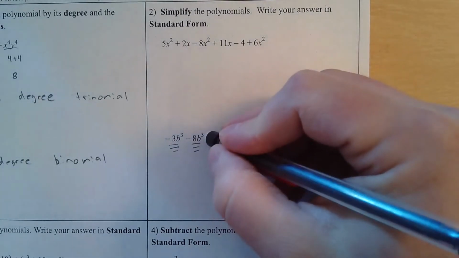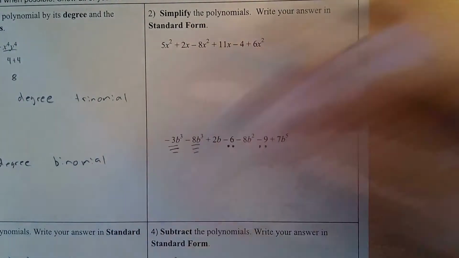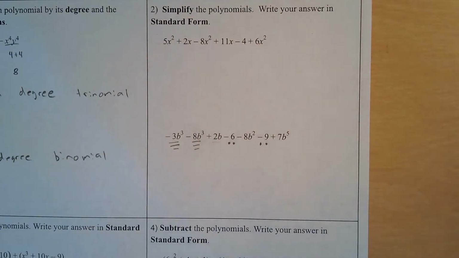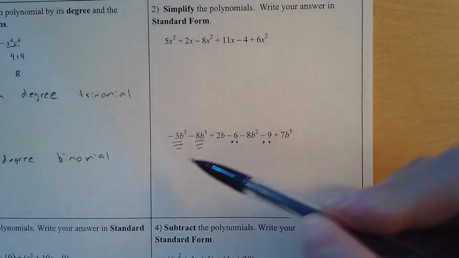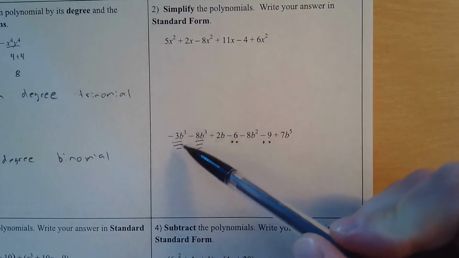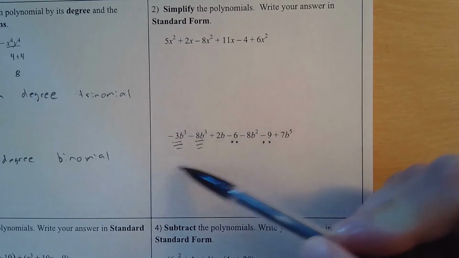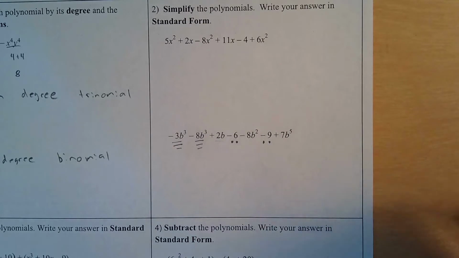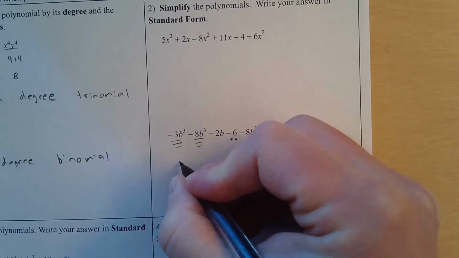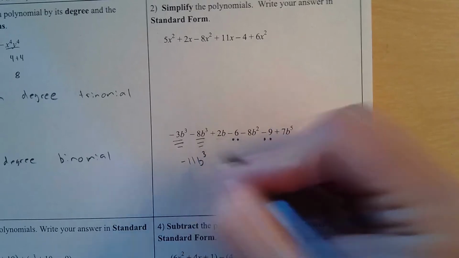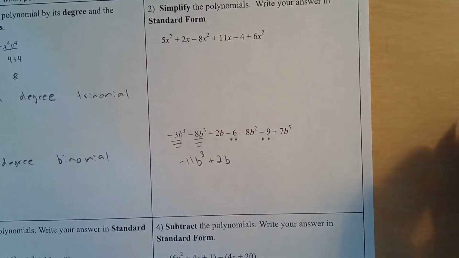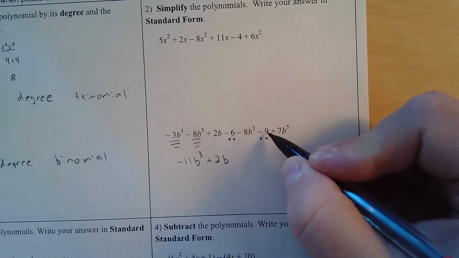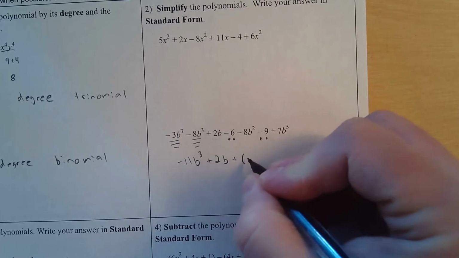So let me actually erase this one. So I just created little symbols to show the like terms. And now what I'll want to do is combine them, meaning add. So this is like I've got -3b cubed, and then I'm adding a -8b cubed. So that's going to put me at negative 11b cubed. 2b didn't have anything to combine it with, so I'll just keep it there. And then I have a negative 6 that I'm combining with a negative 9, which that's going to get me to negative 15.